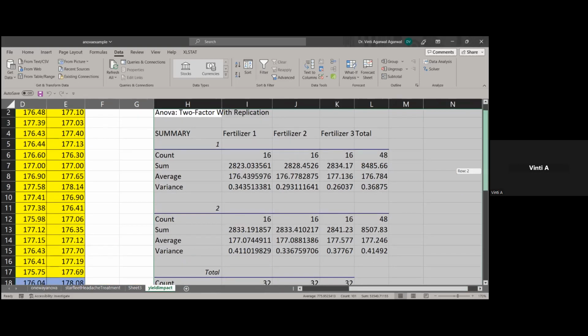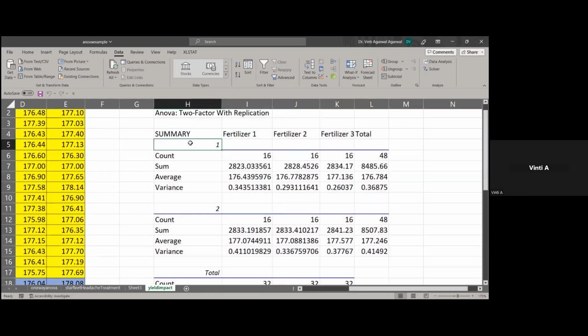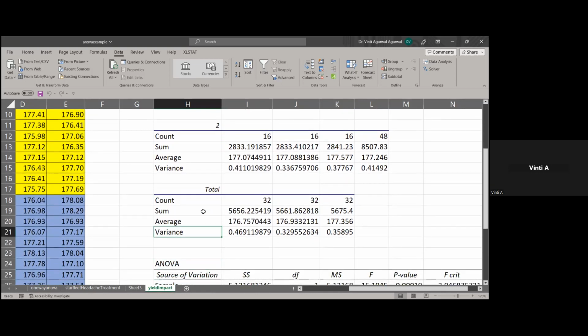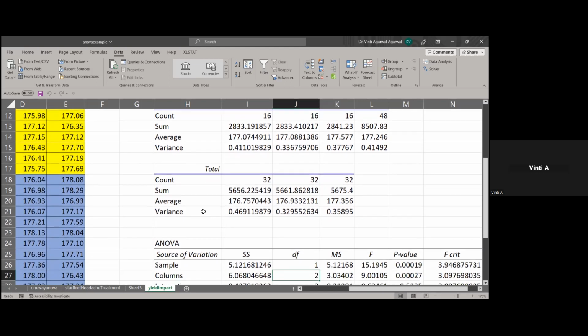The first thing it does is across factor one, that is the density, and it is comparing. It gives me a summary: I had 16 observations here, 16 observations there, the sum was this much, the average was this, and the variance was this for the first density. Similarly, it does it for the second one. Then it gives me the total, 32, 32, 32, the sum, the average and the variance. Now let me see what happens in this.